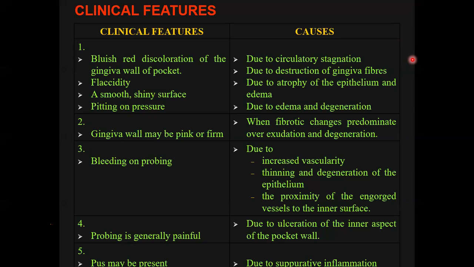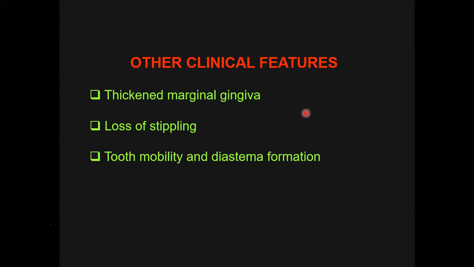Bleeding on probing may be due to increased vascularity, thinning and degeneration of the epithelium, and proximity of the engorged vessels to the inner surface. Probing is generally painful, which is because of the ulceration of the inner aspect of the pocket wall. Pus may be present, which is because of the suppurative or inflammatory components. Other clinical features include thickened marginal gingiva, loss of stippling, tooth mobility, and diastema formation.